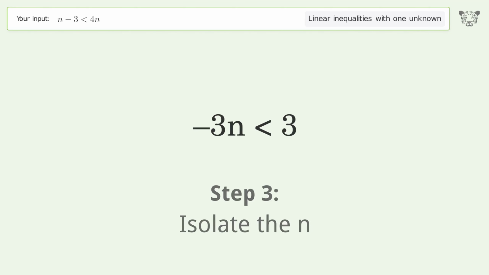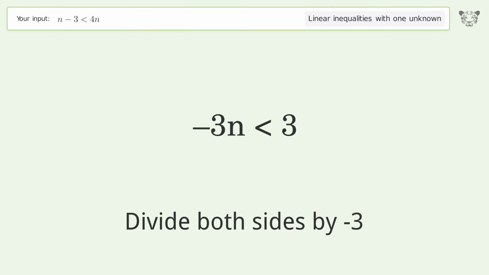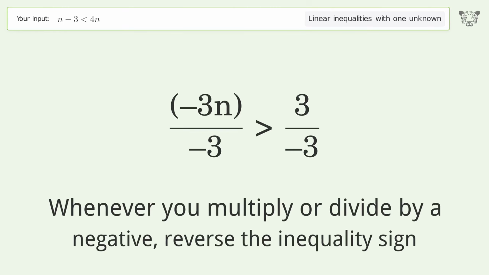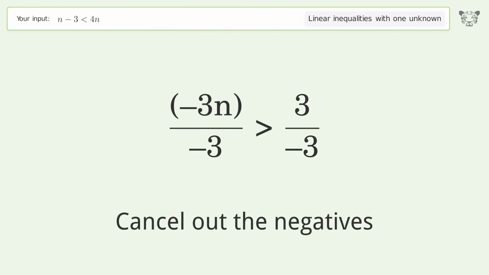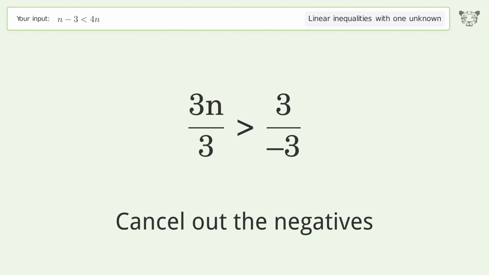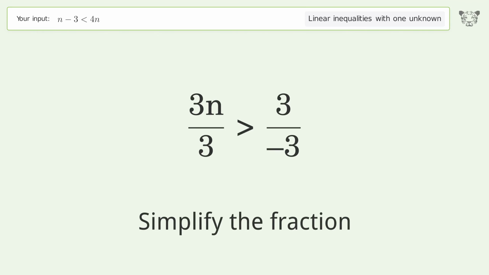Isolate the n. Divide both sides by -3. Whenever you multiply or divide by a negative, reverse the inequality sign. Cancel out the negatives. Simplify the fraction.